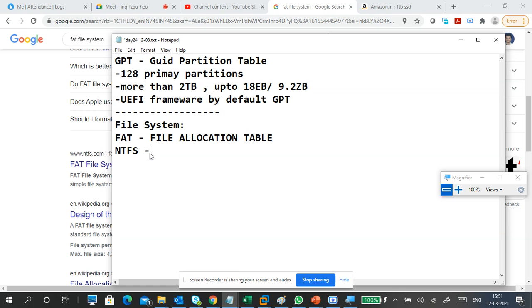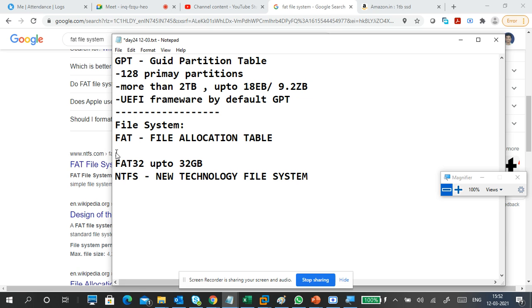NTFS: NT means new technology, so it is the new technology file system. Both are file systems only. Generally FAT32 is there. FAT32 supports drive space up to 32 GB only in a single disk, and FAT supports up to 4 GB only.